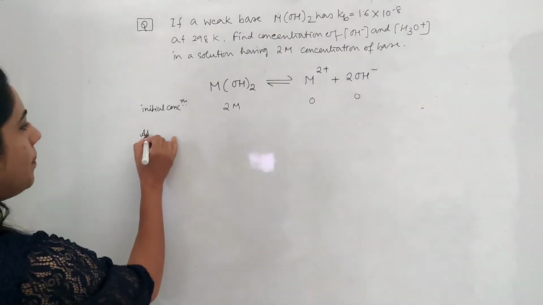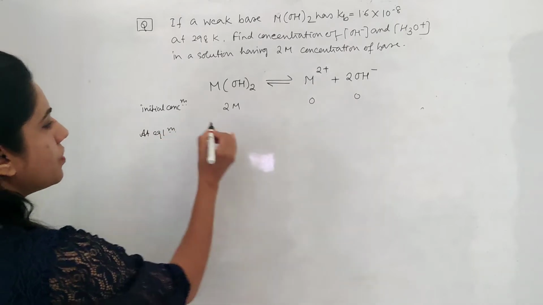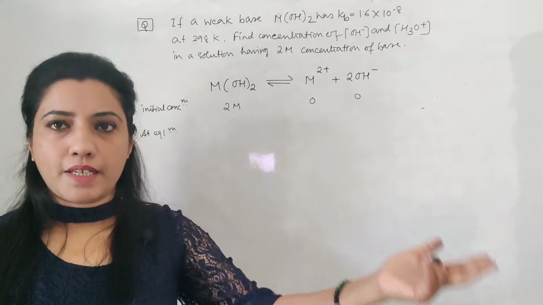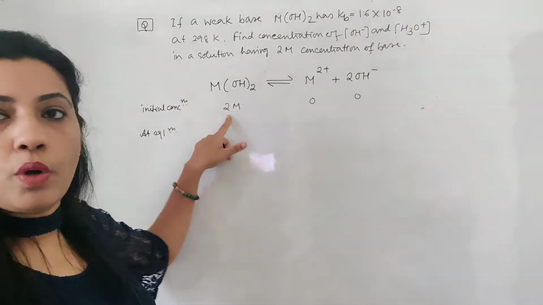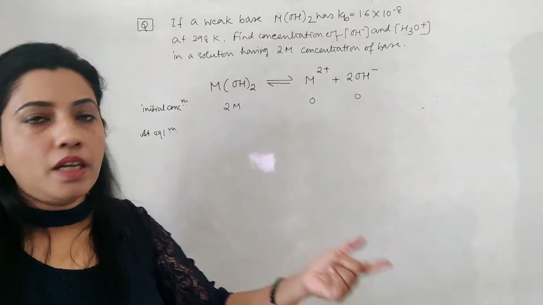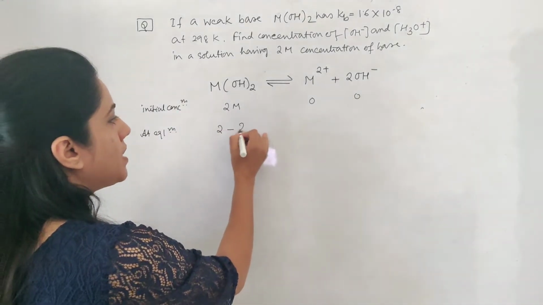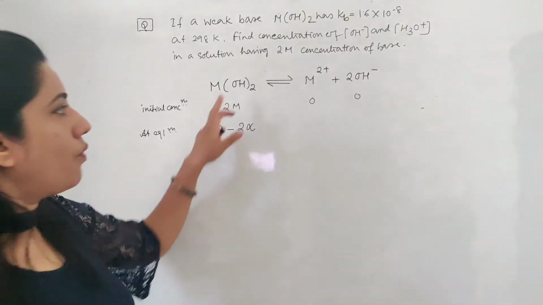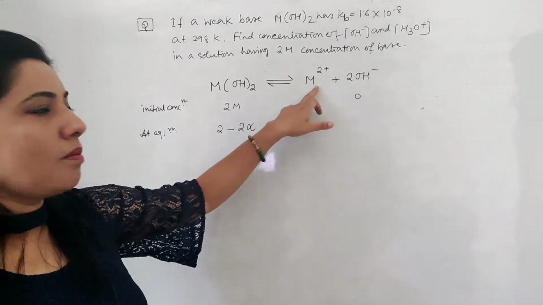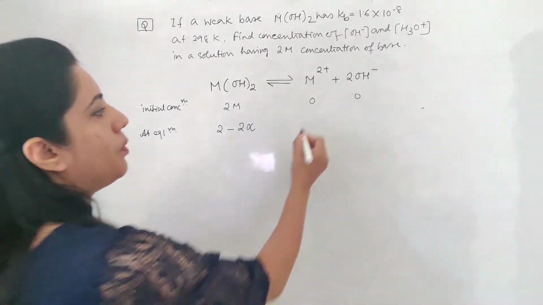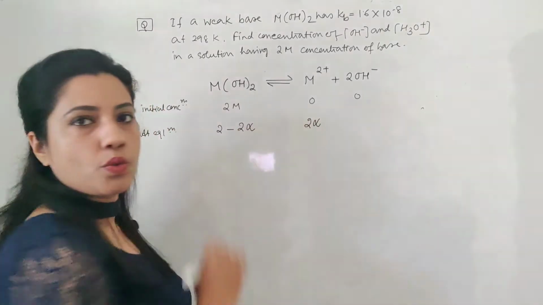So at equilibrium, the concentration will be, now see, from 1 molar alpha gets dissociated. So from 2 molar, 2 alpha will get dissociated. So how much of the base will remain? 2 minus 2 alpha. From 1 molar M2 plus is formed, so from 2 alpha molar M2 plus is formed. So this will be 2 alpha.